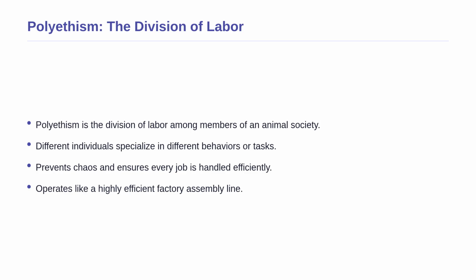Imagine a busy restaurant where new employees wash dishes and only the most experienced chefs cook the food. Instead of having one bee do every single chore, they divide the labor. This prevents chaos and ensures that every job, from cleaning to foraging, is handled by a specific group. By specializing, the colony operates like a highly efficient factory assembly line.